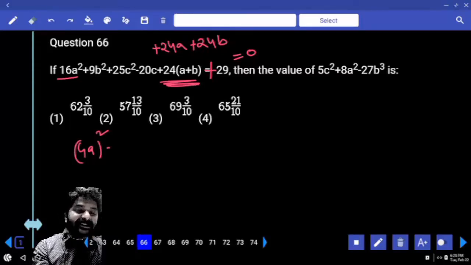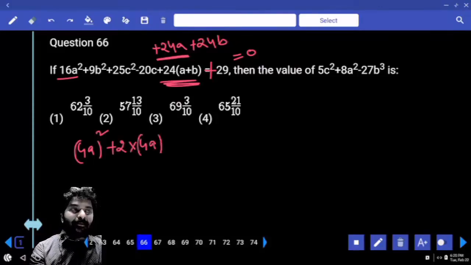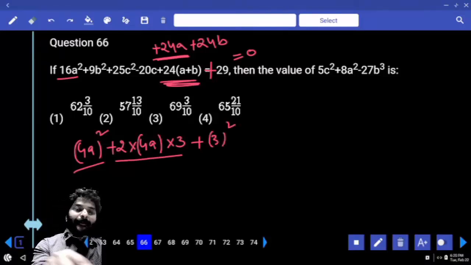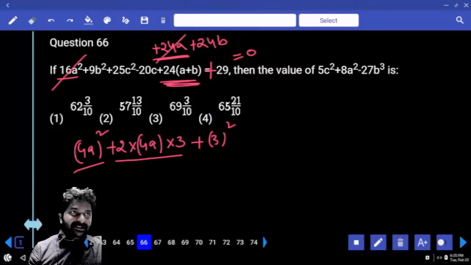square format. X square plus 2xy plus y square. That is 2 into 4a into how much? That must be equal to 24a. 3. So y square is 3 square. Is this clear? Right. 16a square, 24a is already used. 3 square is an extra number. I'll count it from 29. Just remember 9, 3 square is 9.